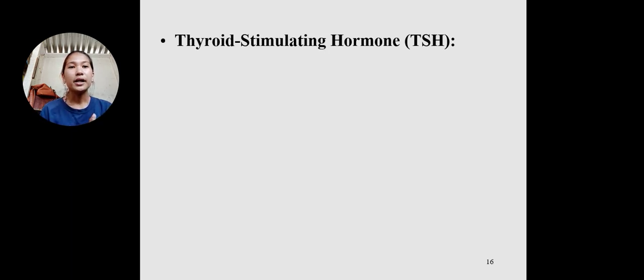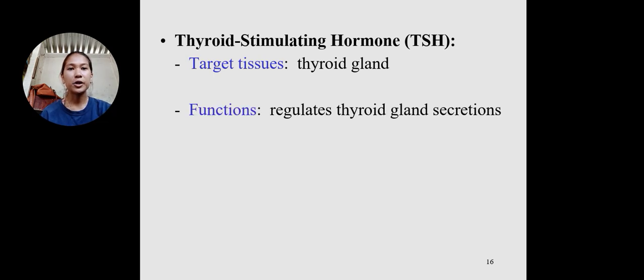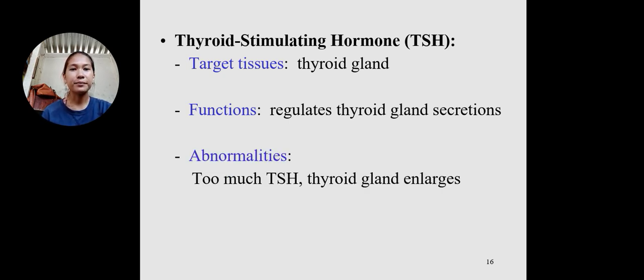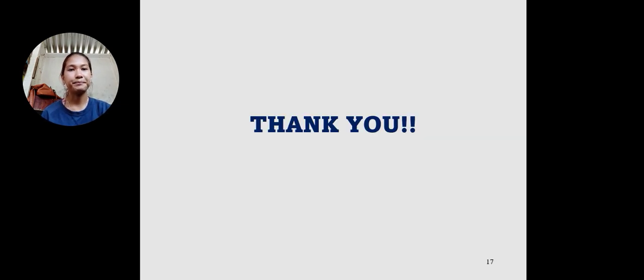TSH, which is the thyroid stimulating hormone. Target tissue: thyroid gland. Function: regulates thyroid gland secretions. Abnormalities: too much TSH, the thyroid gland enlarges. Too little TSH, the thyroid gland shrinks.